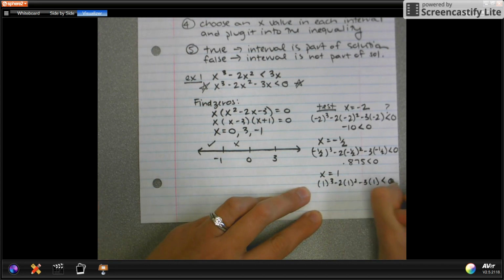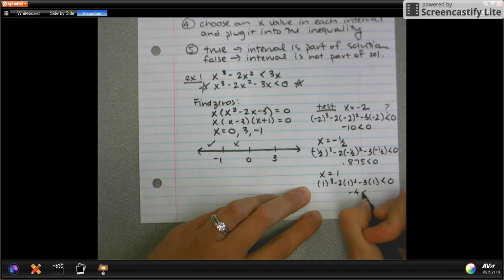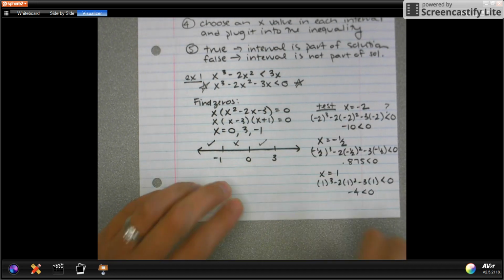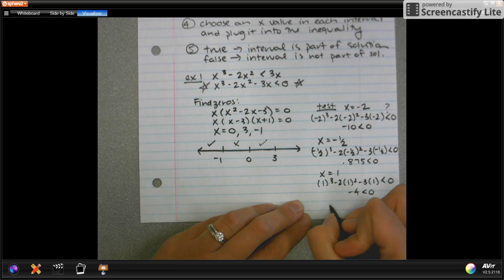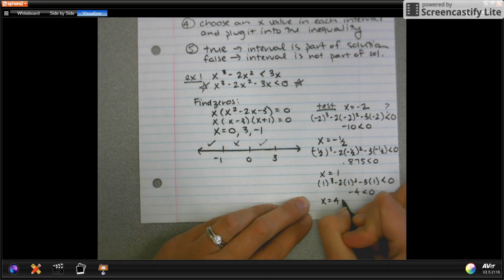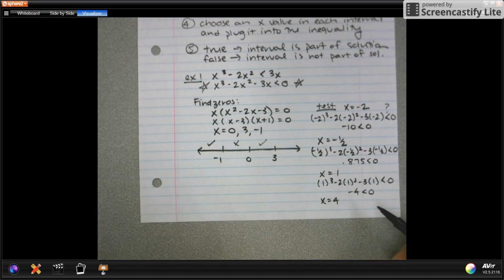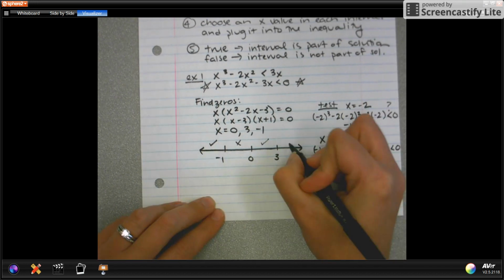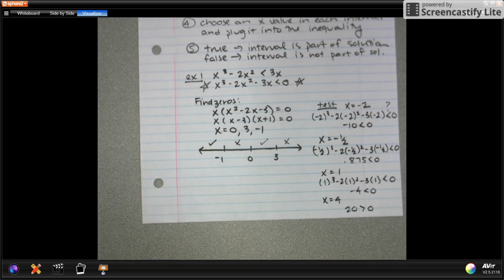And again, is that less than 0? It comes out to be -4. Since that is a true statement, that means this entire interval is part of my solution. And the last one I tested was x equals 4. Whenever I plugged 4 in, it came out to be 20 is greater than 0. That's not true, and so that is not part of my answer.